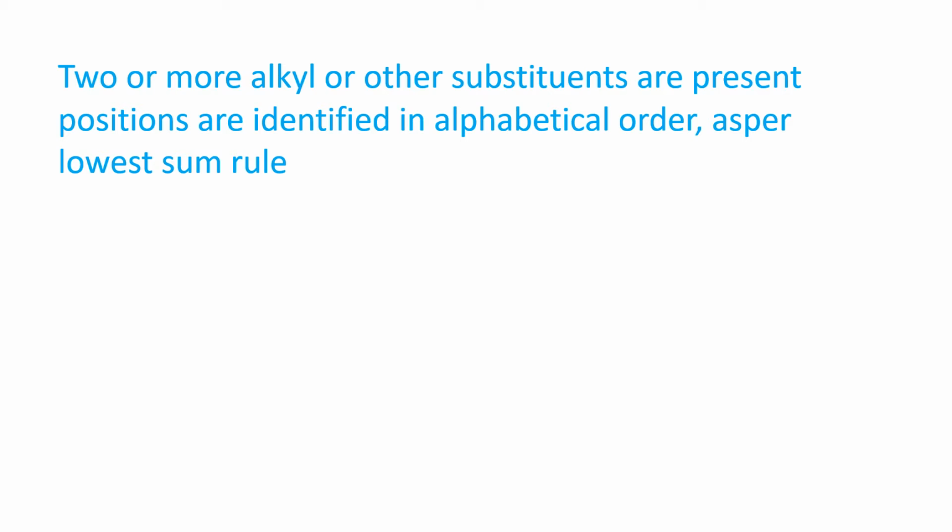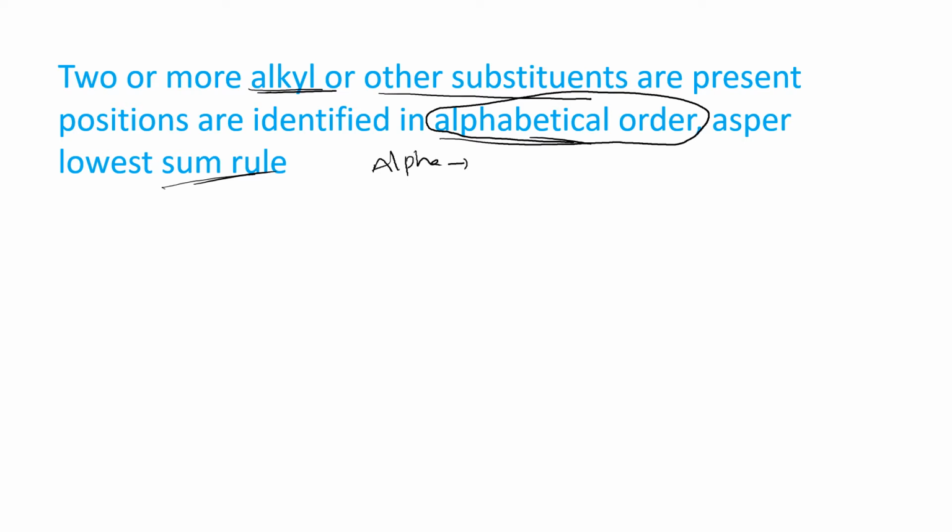Here, when two or more alkyl or other substituents are present, the positions are identified by using alphabetical order, as per the lowest sum rule. Here we have to follow two rules. The first one is the alphabetical rule. The second one is the lowest sum rule. We are following these two rules.